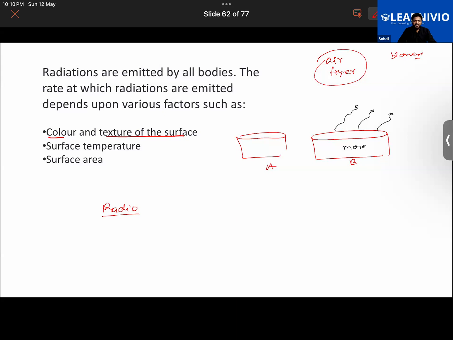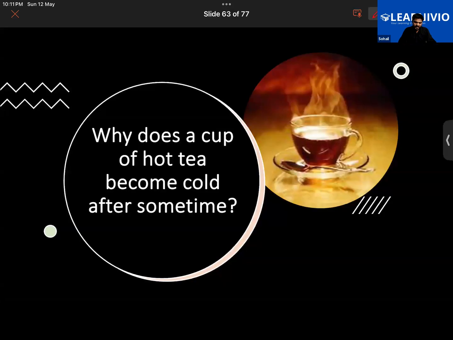Okay. So radiation basically is the process where heat waves are emitted from an object, and it can travel from one place to another without the requirement of a medium. An example is the sun that emits heat in the form of electromagnetic waves. Other examples are a fireplace, and how a cup of tea becomes cold. That is also because of radiation, because it will be radiating the heat.